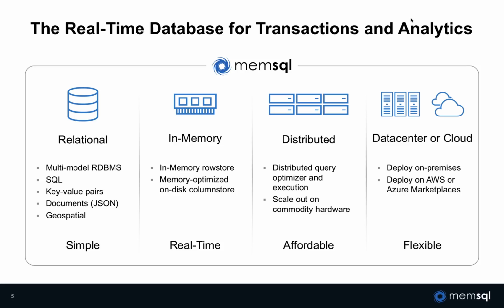MemSQL has a distributed query optimizer and execution engine built into the system. And because of its scale-out architecture, you can save costs by running MemSQL on different pieces of commodity hardware. Finally, MemSQL is designed to be deployed in the data center or in the cloud. So, multiple deployment models. You can deploy it on premises, in Docker containers, even as part of Mesosphere's distributed operating system, and you can also deploy it in AWS, Azure, and in their marketplaces as well.